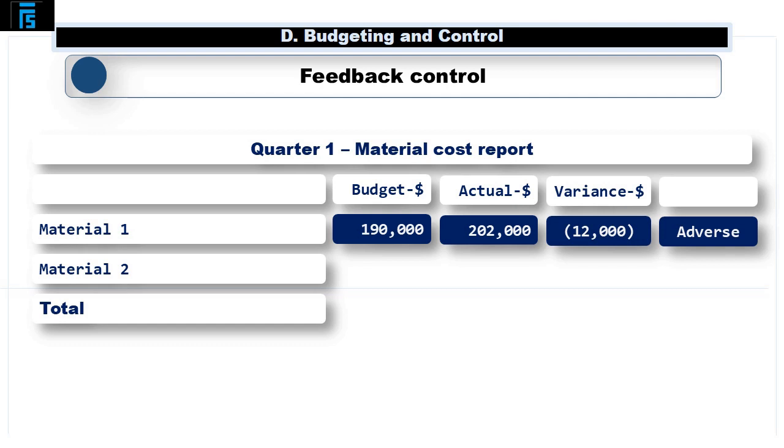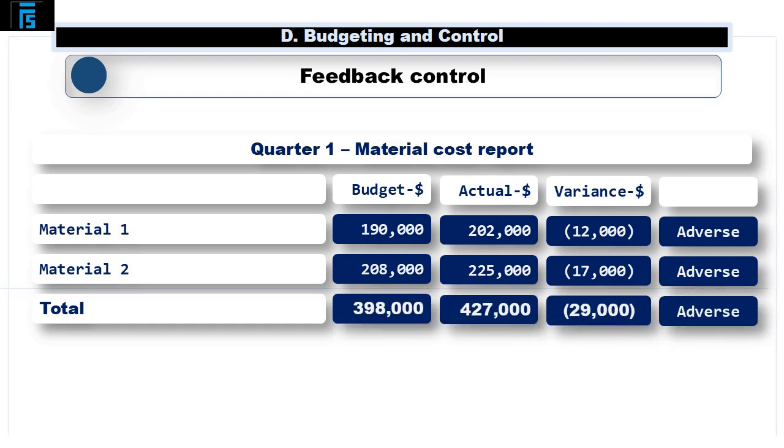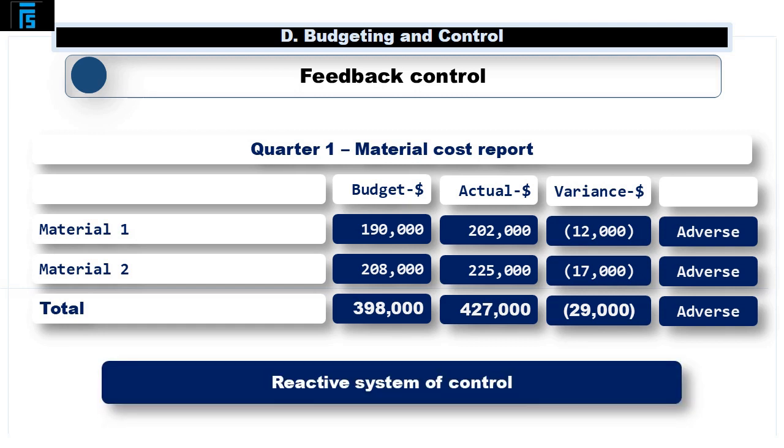Similarly, an adverse variance for material 2 of $17,000 also arises. This is based on budgeted quarter 1 cost of $208,000 compared to actual cost incurred of $225,000. The total material cost variance is $29,000 adverse. This report looks back at the 3-month period that has passed and prepares a variance based on what has happened compared to what had been expected to happen. This is a reactive system of control.